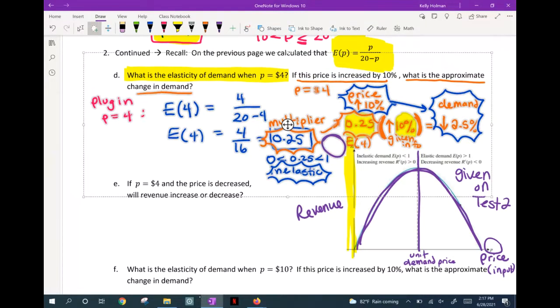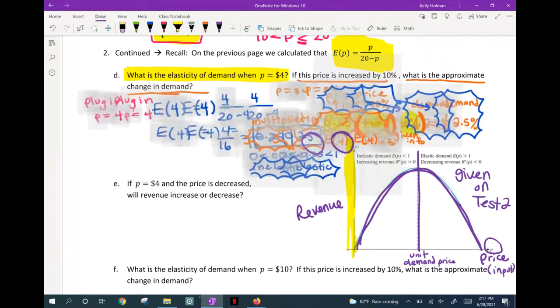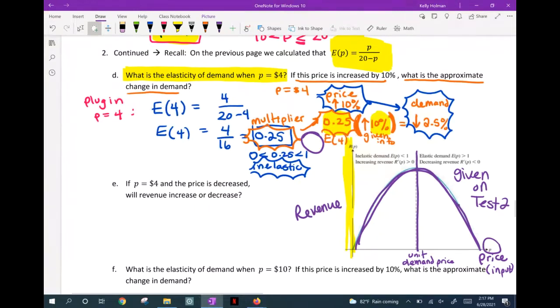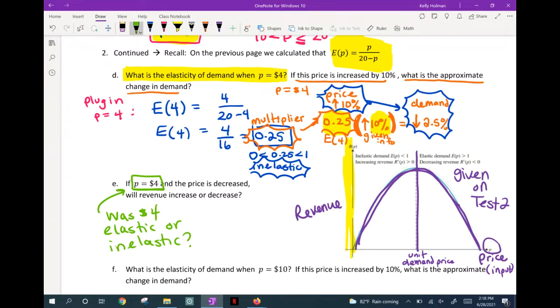A little bit more. Okay, so we're looking at $4, right? Because it's saying if P equals $4, you have to ask yourself, was $4 elastic or inelastic? Well, when I come back and look at that, it was inelastic.